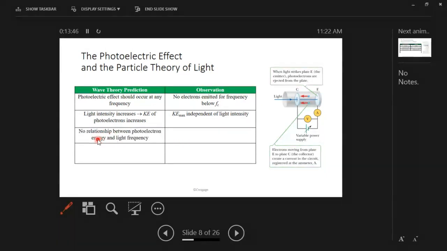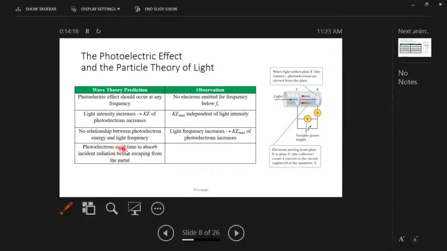The wave theory didn't predict any kind of relationship between the energy of the photoelectrons and the frequency of the radiation. But observation showed that if you increase the frequency of the radiation striking this surface, the maximum kinetic energy of the photoelectrons will increase.